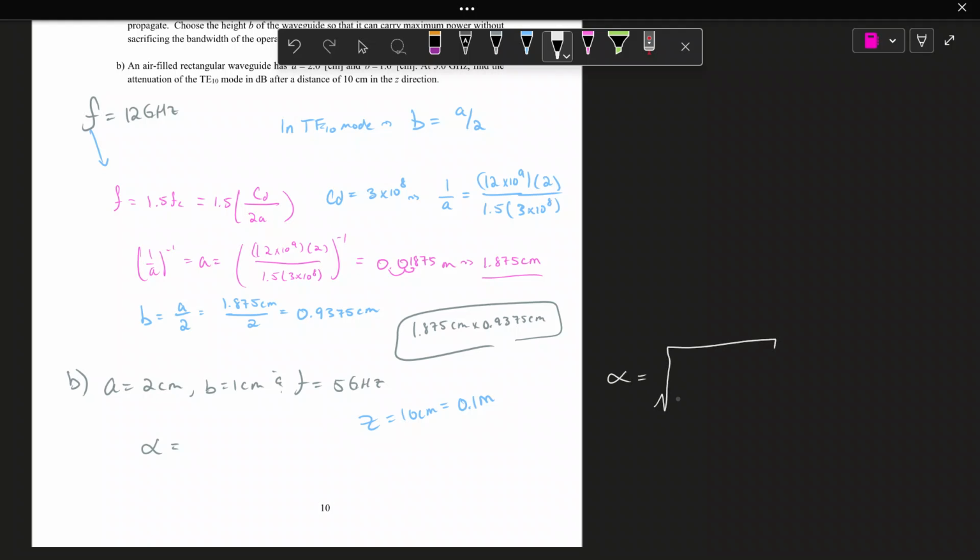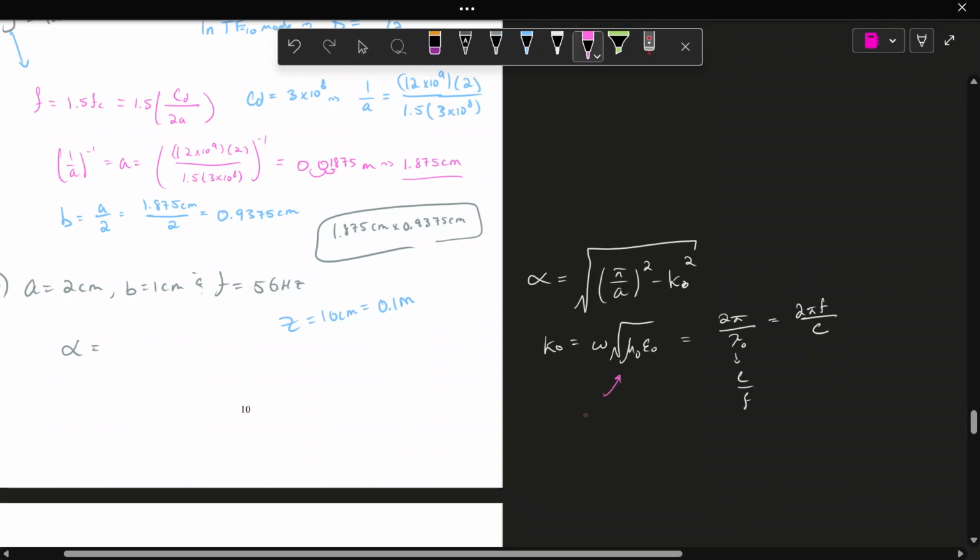But what you do is for alpha, you get the square root of pi over A squared minus K naught squared. So we know pi, constant. We know A to be 2 centimeters. And we know K naught. K naught is something we don't know, but all it is is omega times the square root of mu naught times epsilon naught. It can also be rewritten as 2 pi over lambda 0, where lambda 0 is C over F. So this is 2 pi F over C.